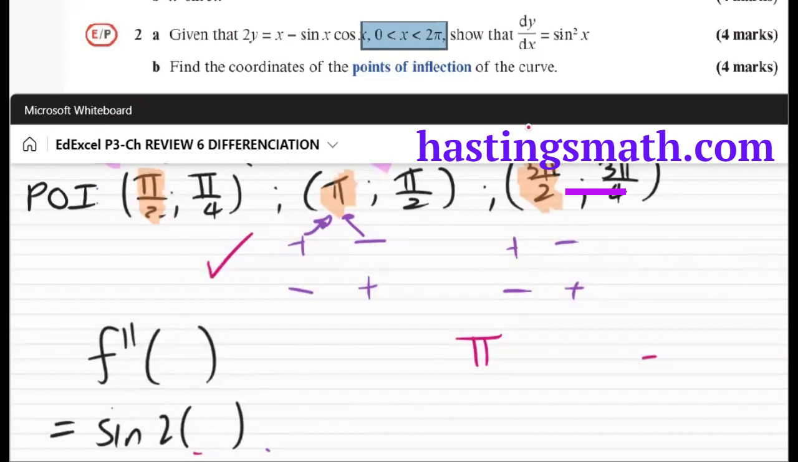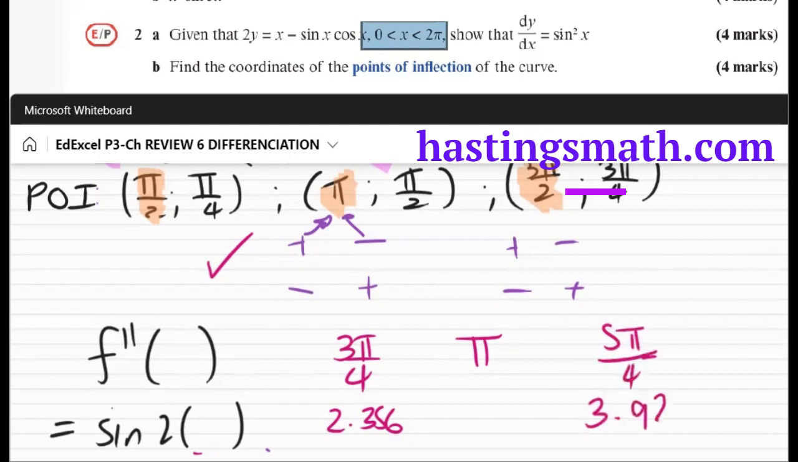So we have 3 pi over 4. I'm just going to write this in radians so that it's easier to see what we're working with. 3 pi over 4 is 2.356. And then we have 5 pi over 4, which is 3.92. These are radians. And of course, we just have pi. If you put that in radians as well, it's going to be 3.14. So just to see which one's big. I mean, some of my students can do this, others can't. I like to convert it.